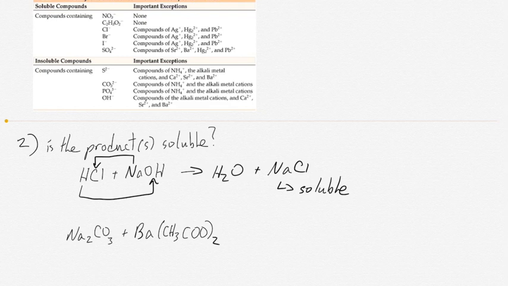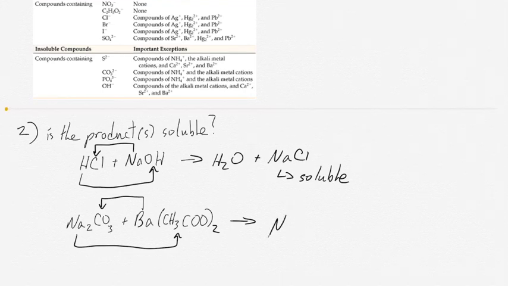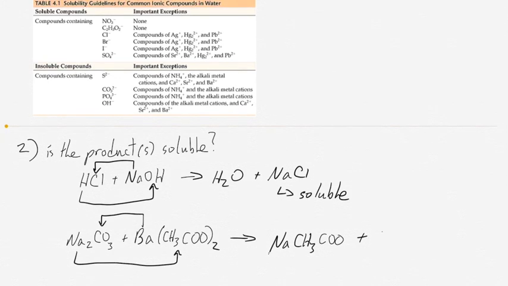The next example is sodium carbonate reacting with barium acetate, and we do the exact same thing. We say we have two ionic compounds, they're undergoing a metathesis reaction, so they switch their dancing partners. The sodium goes with the acetate, and the barium goes with the carbonate. So we write our reaction arrow, and we've made sodium acetate, NaCH3COO, and we've made barium carbonate, BaCO3.